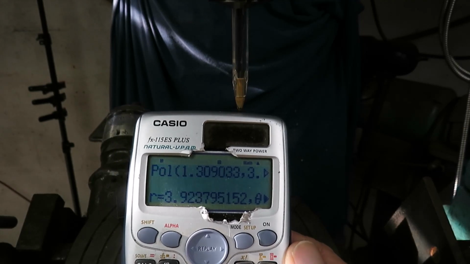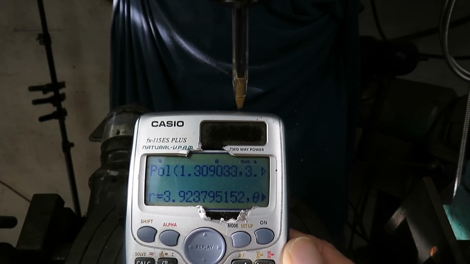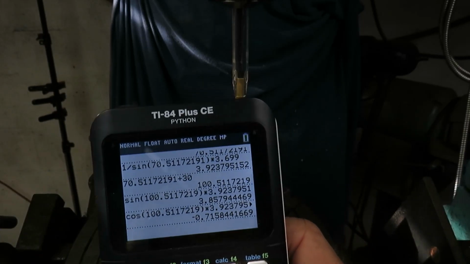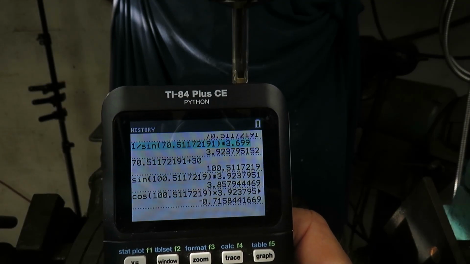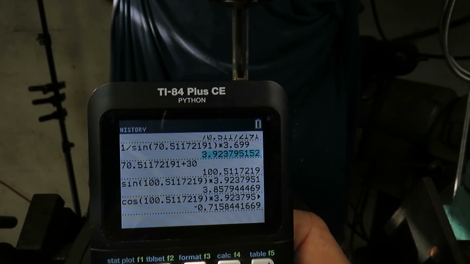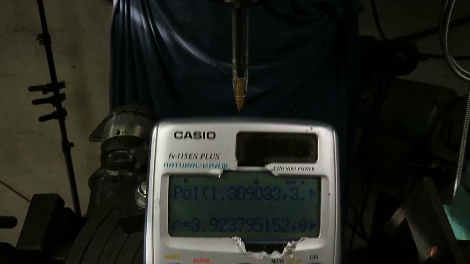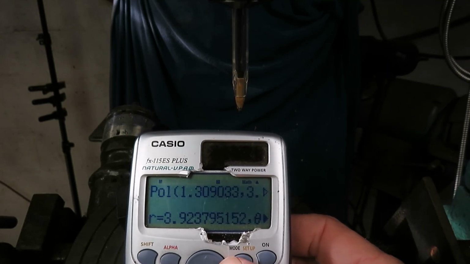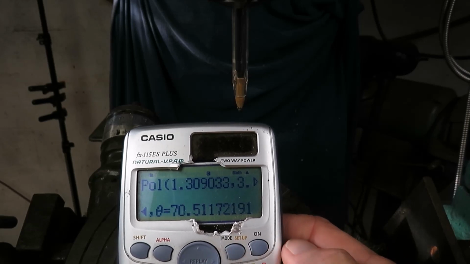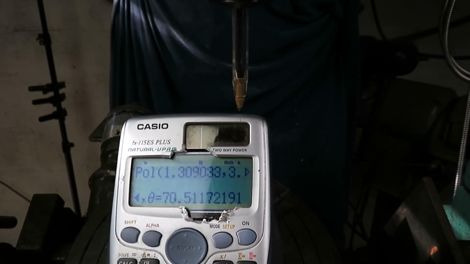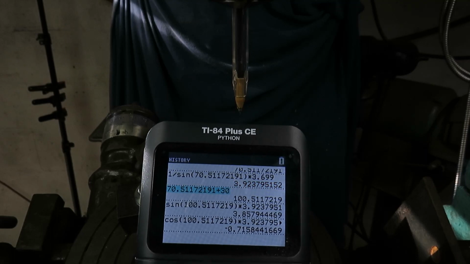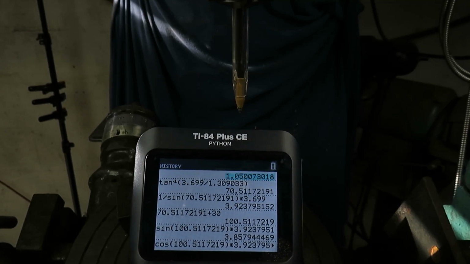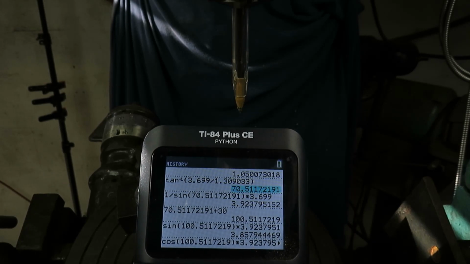And see, R is 3.923, 3.92379. Okay, let's scroll over. Theta, that's the angle, 70.51172. Where's that? That was up here. Right here, 70.51172.